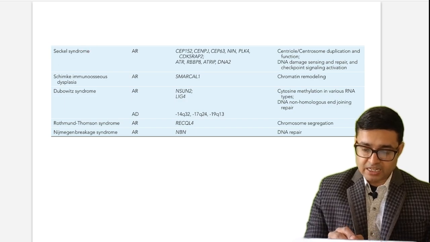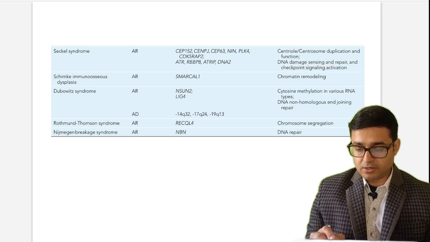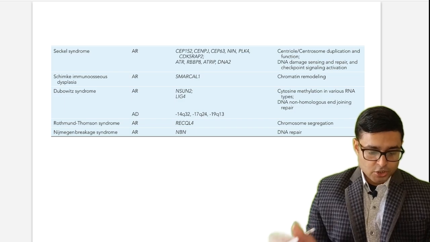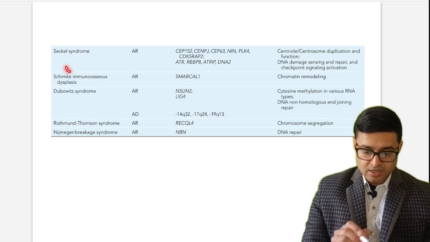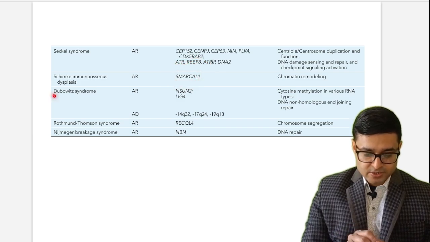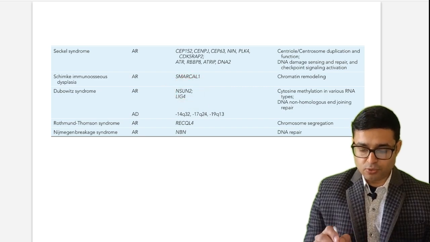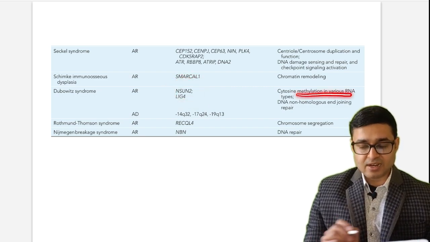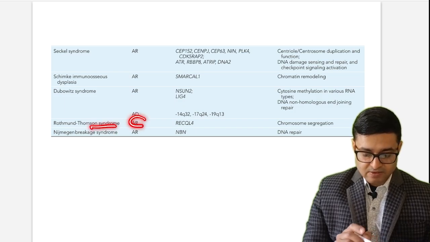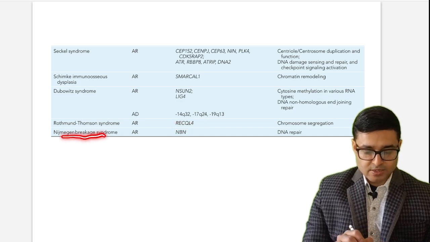Seckel syndrome: multiple genes are involved, with DNA damage sensing, repair, and checkpoint signaling activation, so there are multiple mechanisms. Schimke immuno-osseous dysplasia is associated with the SMARCAL1 gene. Dubowitz syndrome, the genes have been asked previously. NSUN2, LIG4: this is cytosine methylation of various RNA types. Rothmund-Thomson syndrome is autosomal recessive, with the RECQL4 gene, and Nijmegen breakage syndrome is NBN.